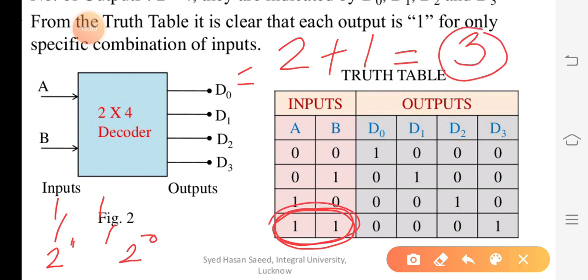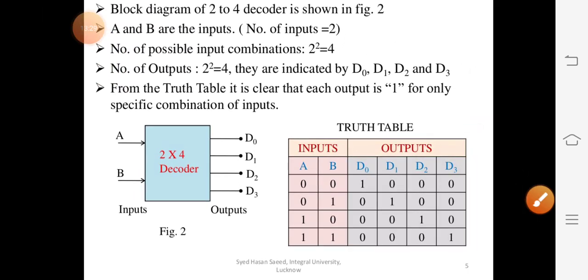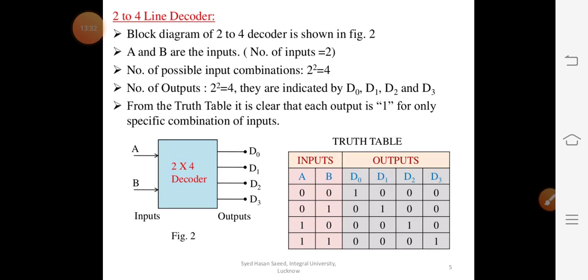So for this combination 1 1, we will get the answer as 3, that means d3 will be active, represented by 1, and all these other entries will be inactive, represented by 0. So in this way, for every input combination there can be 4 output values that can be generated, but at a time only one will be active, the rest of the entries will be inactive, right? So this was the working of it. A decoder is a circuit which converts a binary number into its equivalent decimal number, okay? Now this was for the 2 to 4 decoder.